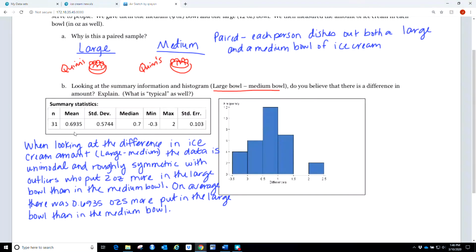Now our median tells us that half of those sampled put 0.7 ounces. We'll just say at least 0.7 to make this feel a little bit better. More in the large bowl.